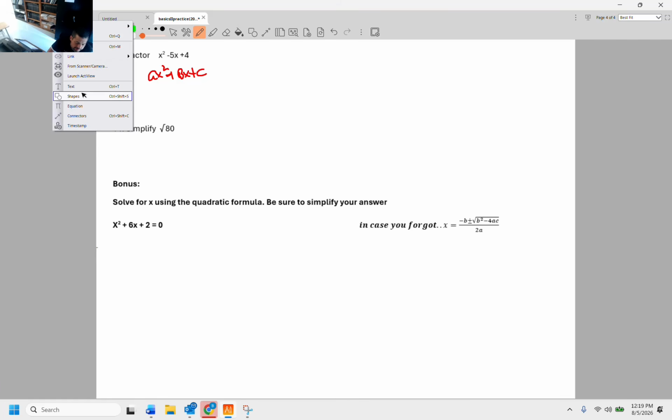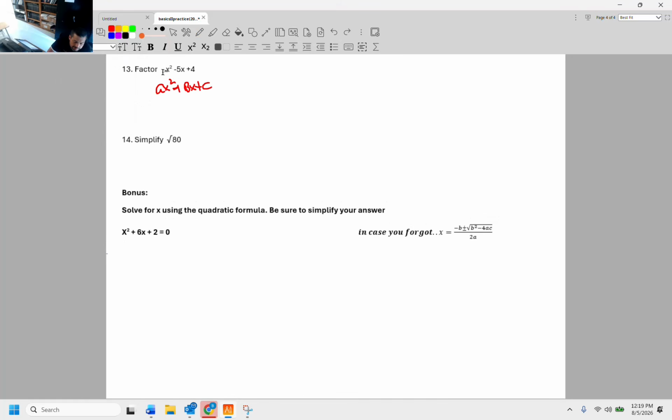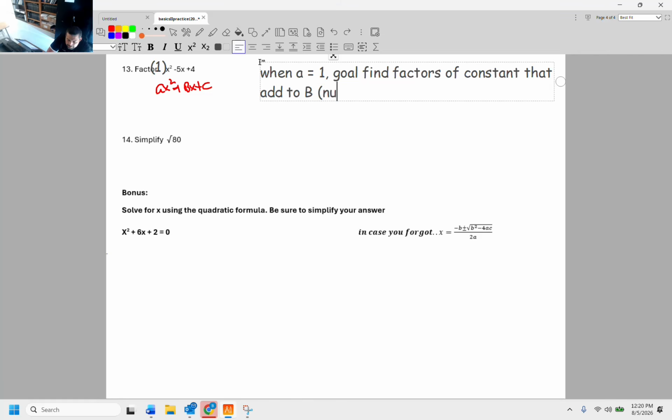So these are the easy ones. And remember, that is 1x squared. That is a hard concept for some kids to understand, because a lot of kids don't understand the understood. But that is 1x squared. So when a equals 1, your goal is to find factors of c, which is the constant, the number at the end, that add to b, which is the number in the middle.